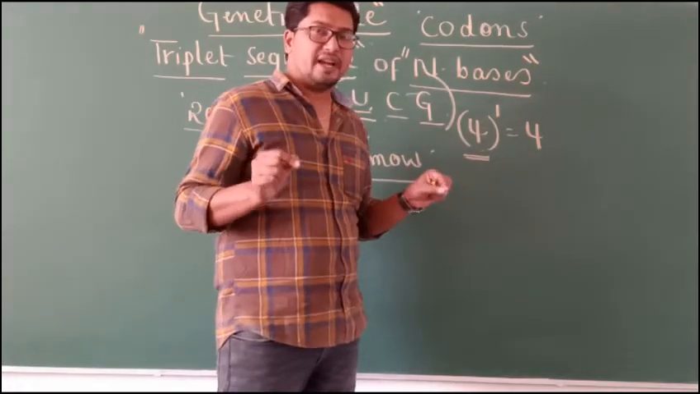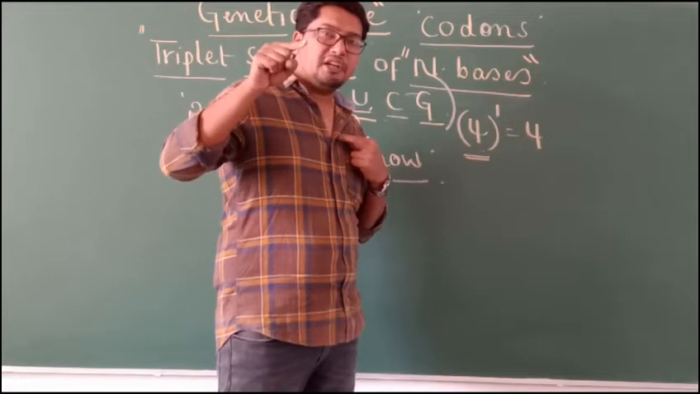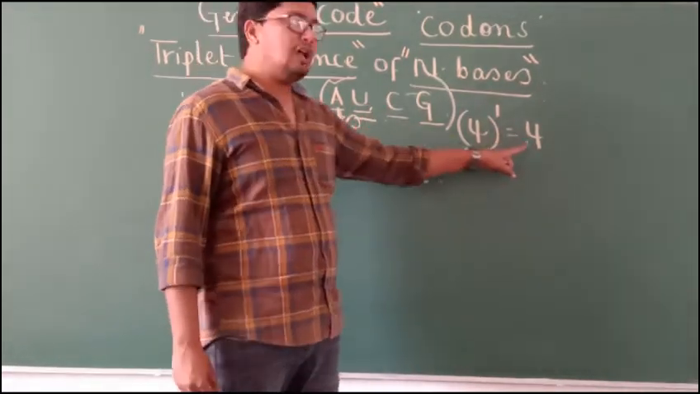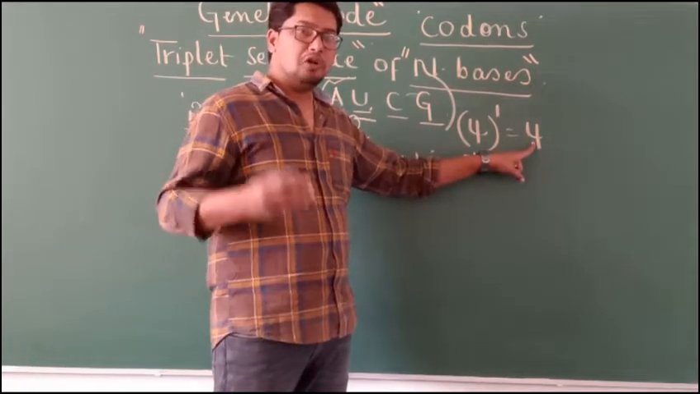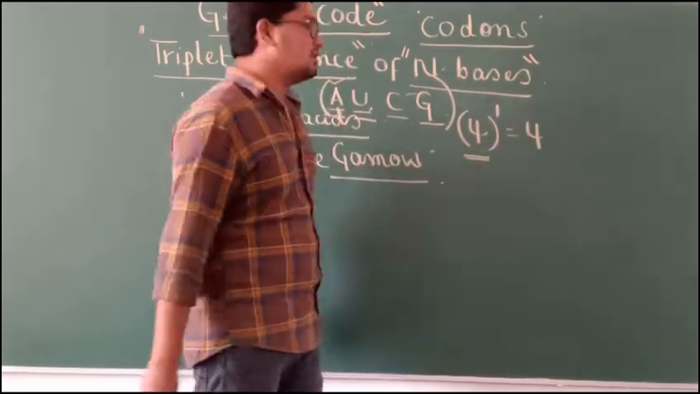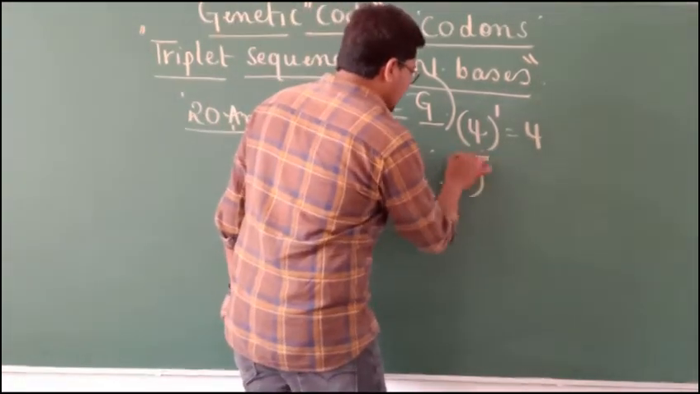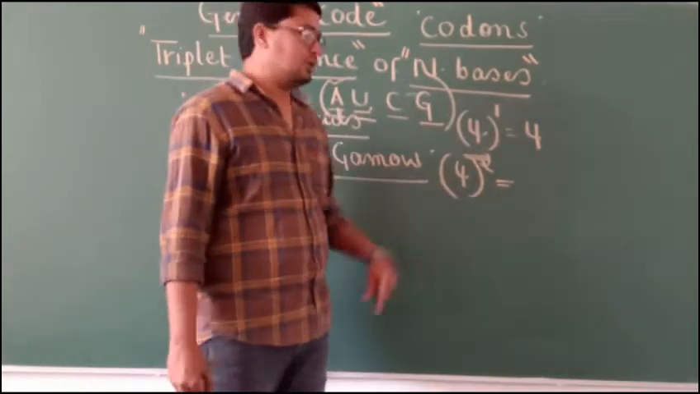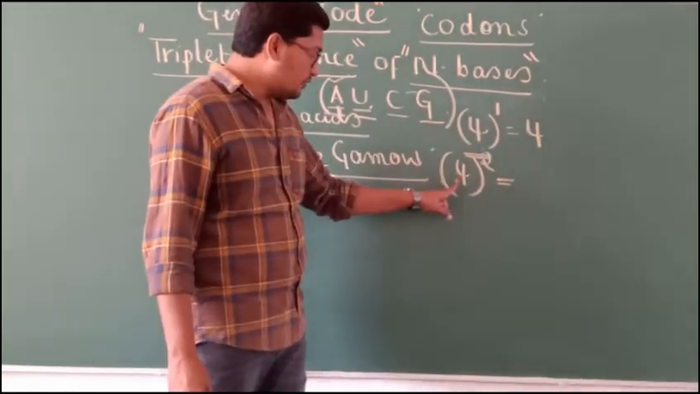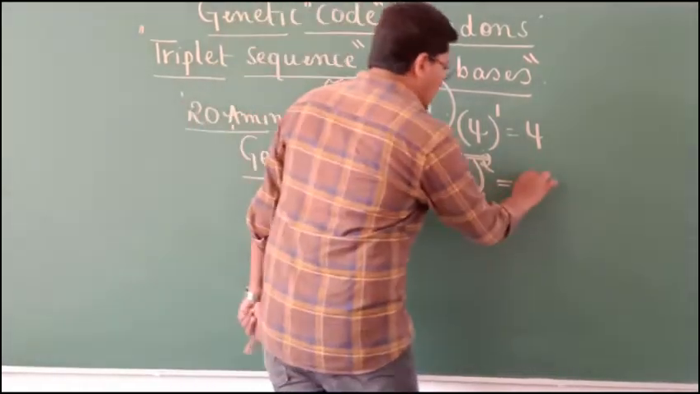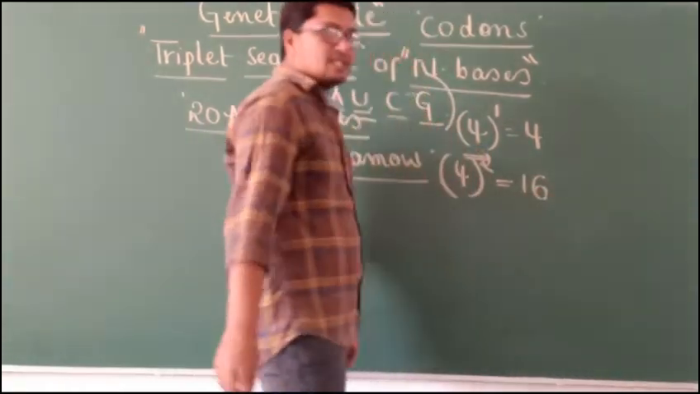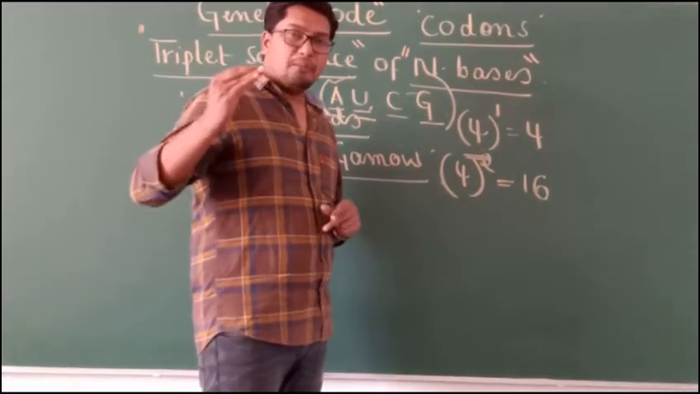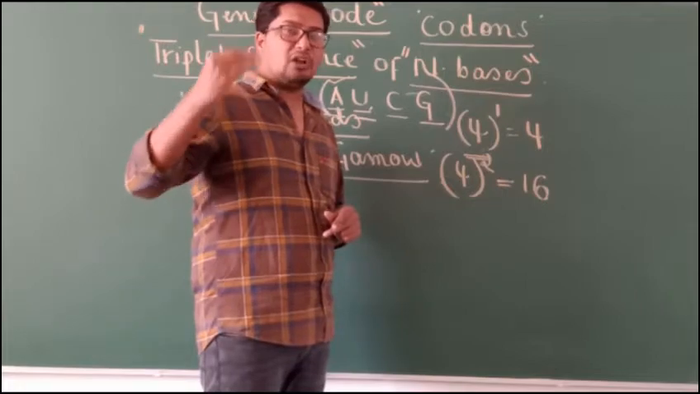The number of codons should be minimum 20 or more than 20. If every nitrogen base acts as a codon, only 4 codons can be formed, which is less than 20, so this is not a possibility. Next, let us consider the code is a doublet. If the code is a doublet, 4 power 2, only 16 codons can be formed. Once again, 16 is less than 20, because the number of codons should be minimum 20 or more.